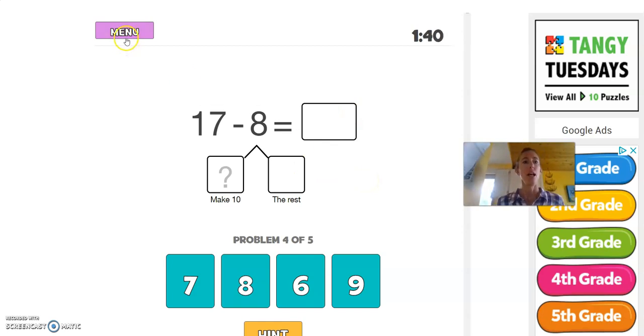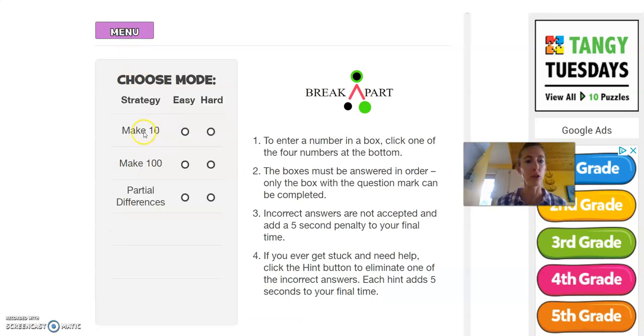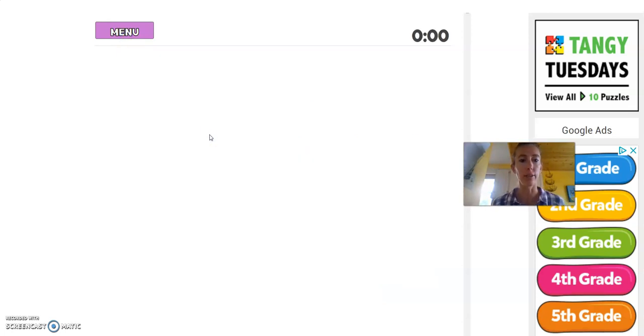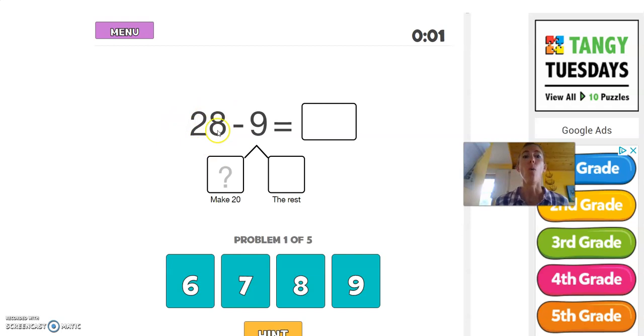Okay, if you're like, I got the hang of that, then go to subtraction, go to make 10, and try the harder version. What's going to happen here? Well, it's going to get to be numbers that are bigger to where you're going back to a multiple of 10. So 28, it would be really nice if it was minus 8 because then I'd make it back to 20. But this is 9.